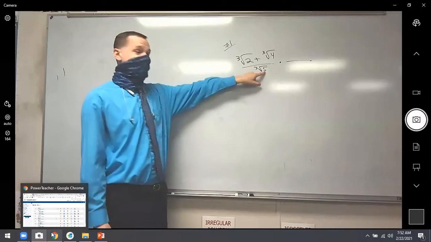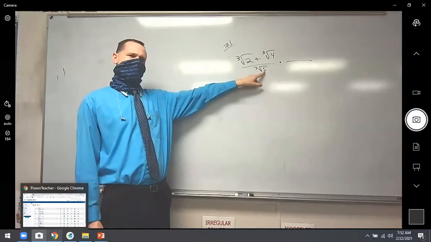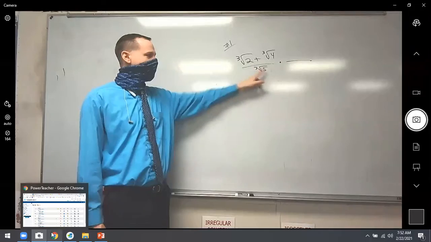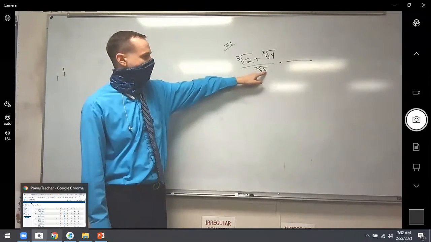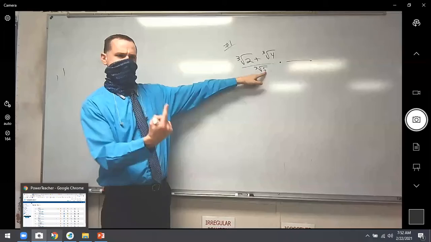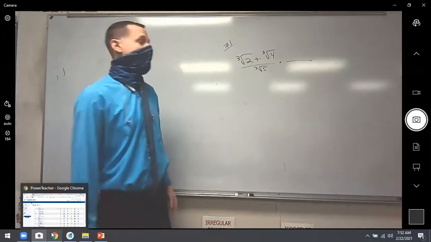Well, I have a 5. I'd love it to be like a 5 cubed. Wouldn't it be nice if it was a 5 cubed? That'd be great if it was a 5 cubed. If it was a 5 cubed, then the cube root and the cube would cancel out, correct? That'd be great. Problem is, I don't have three 5s under here. I only got 1, right?